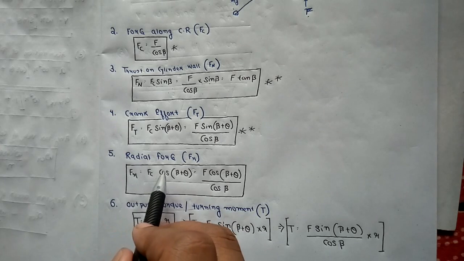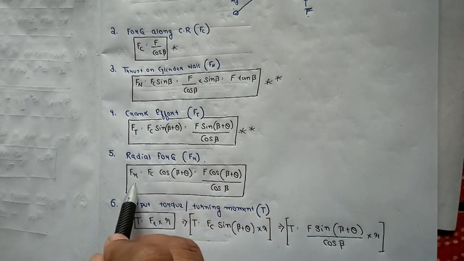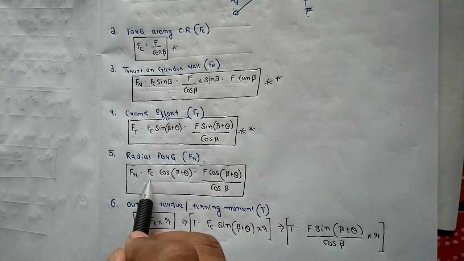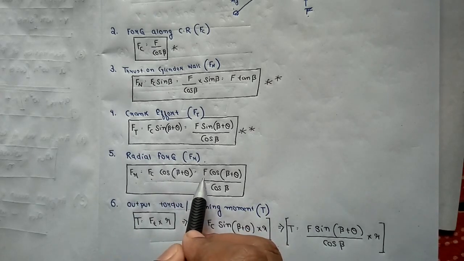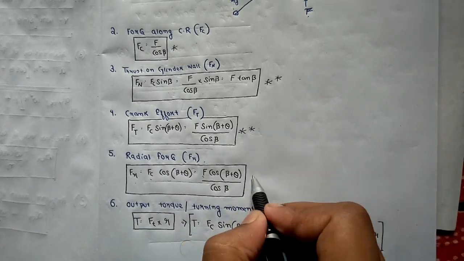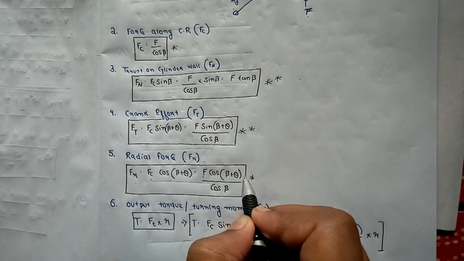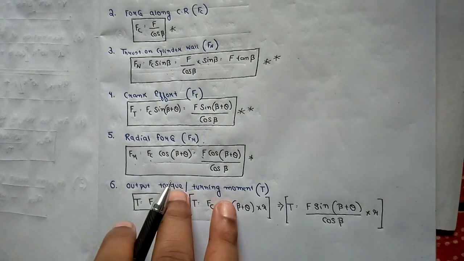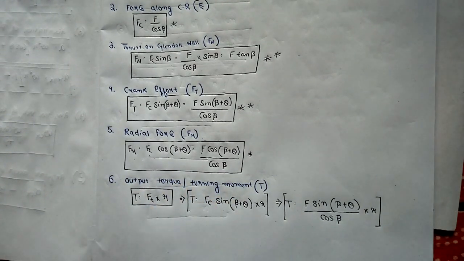Now the next thing is the radial force, that is Fr. Fr is simply Fc cos (beta plus theta), and in case of Fc we write F by cos beta, so the formula becomes F cos (beta plus theta) divided by cos beta. You can remember all the formulas, or I suggest you just remember the diagram and the first formula, and you can find all of these formulas.